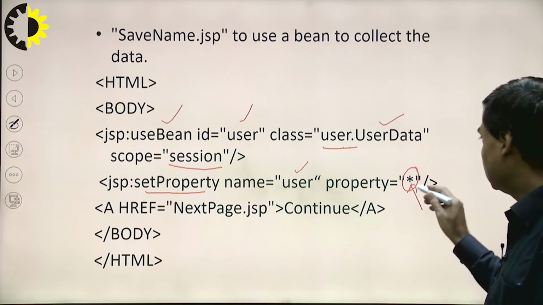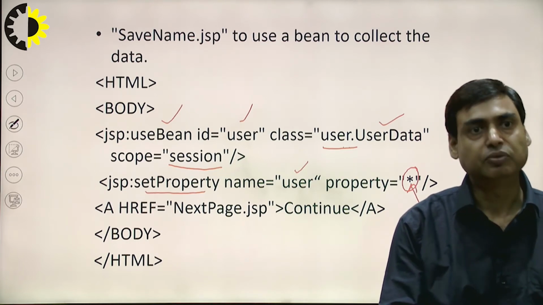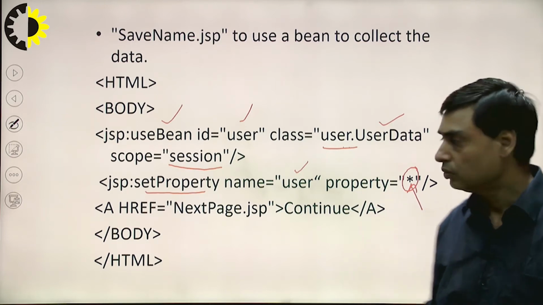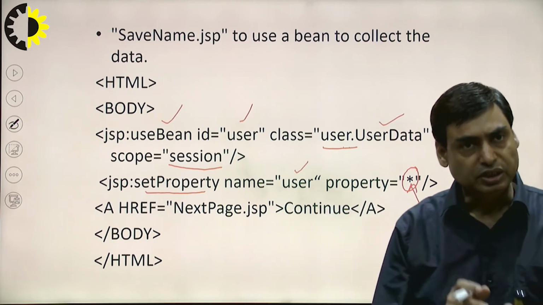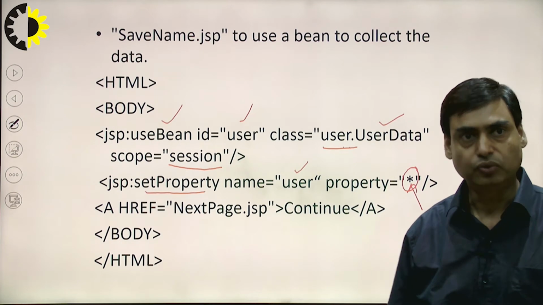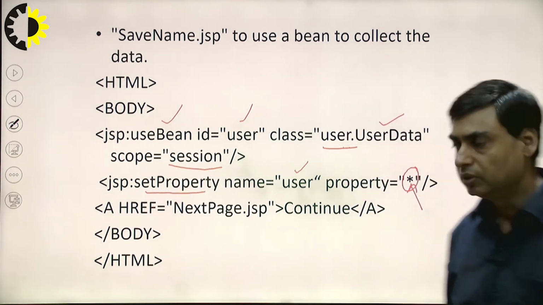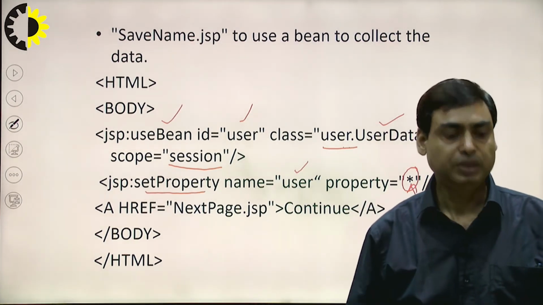So just putting the star, the value from the text box will be taken automatically and will be stored in the Java Bean variables. Then we click on continue. When we click on continue, these variables should be available in the next page.jsp page also, because we are using scope equal to session. So when we click on continue, it will move to the next page.jsp.